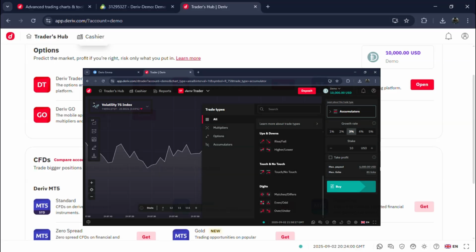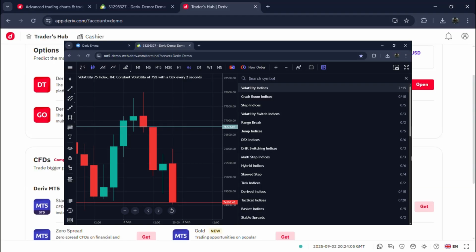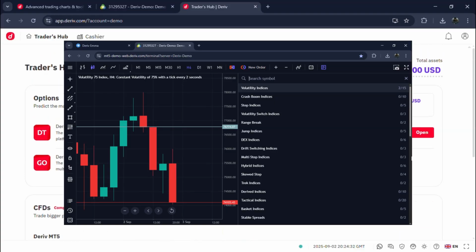And under CFDs, this is where you trade different markets like forex, for instance currency pairs. You can also trade commodities like gold, stock indices, derived indices, and synthetic indices. So V75, the one that I'll be using today, is generally under synthetic indices, and you'll find them under volatility indices. There are different volatility indices like V75. V75 is the one that we're doing.